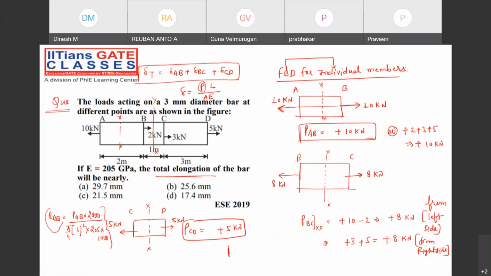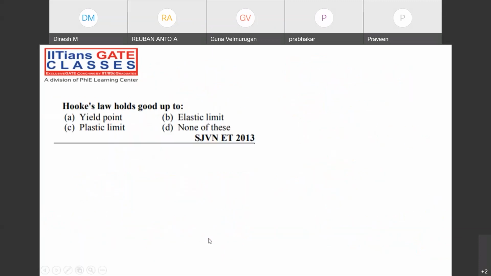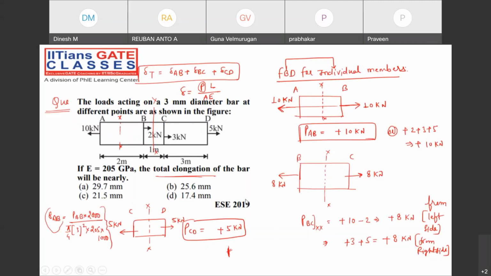Now, last question I will be asking you. Okay, just note down. Sorry. Just note down very quickly. Then we can wrap up the session. Note down fast. Calculation you can do afterwards. Just find the individual deformation. Just add it. You will be getting the answer, whatever the option will be there. That has been asked in Engineering Services 2019 problem. There also we don't have a calculator, right?